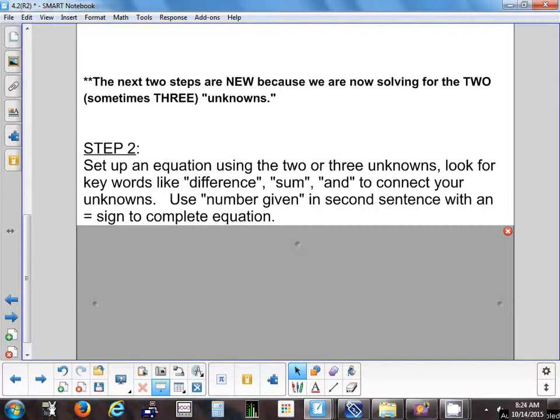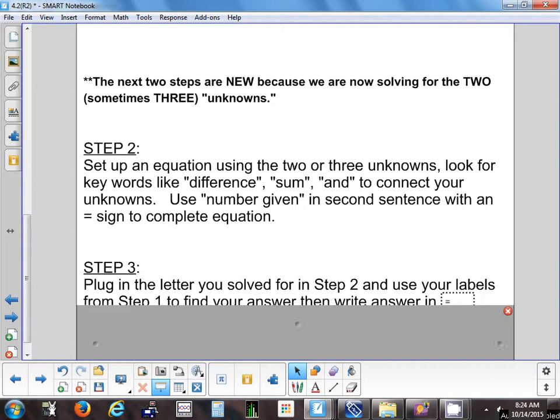Guys, I'm going to go up. Step 2 will still be up there. I'm just going to go down to the next thing. Step 3, all right, you're going to plug in. This is going to be a thing on the chart, an extra box. You're going to plug in the letter you solved for in step 2. So when you're done with step 2, you'll have solved an equation. You're going to get x equals, or whatever letter you chose, all right, that's going to be equal to something now. You're going to solve an equation.